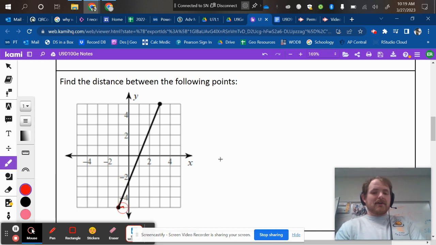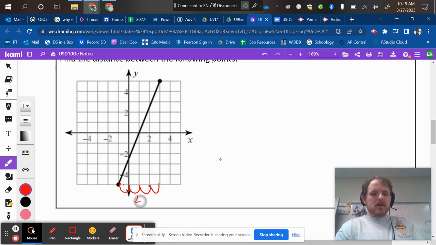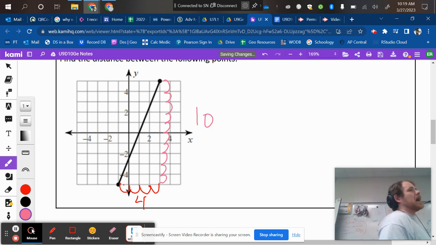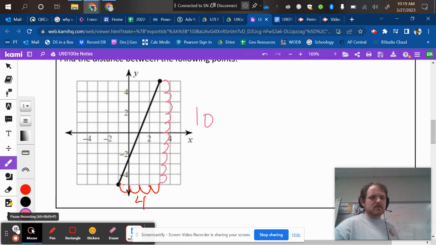Like if I counted over 1, 2, 3, 4, and then up 1, 2, 3, 4, 5, 6, 7, 8, 9, 10. But that's not the length of the black line. What does that actually represent? That 4 and 10 would help me find what thing? The 10 and the 4 actually help us find the slope of that line.